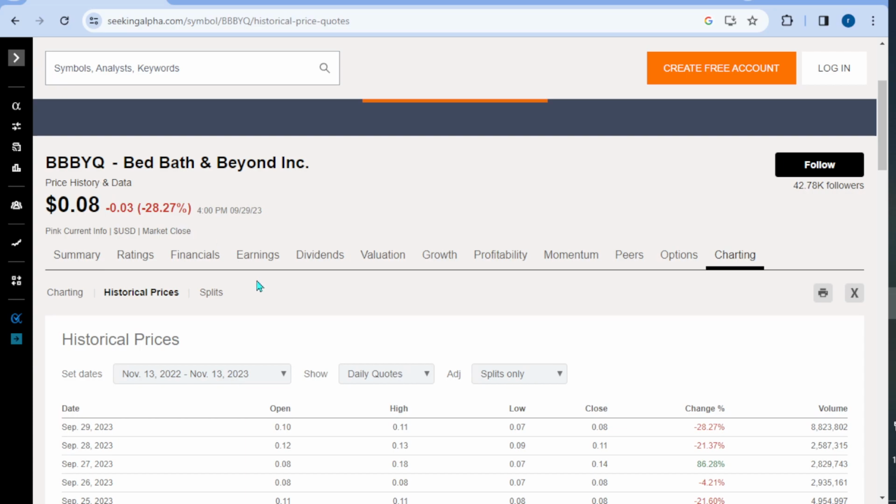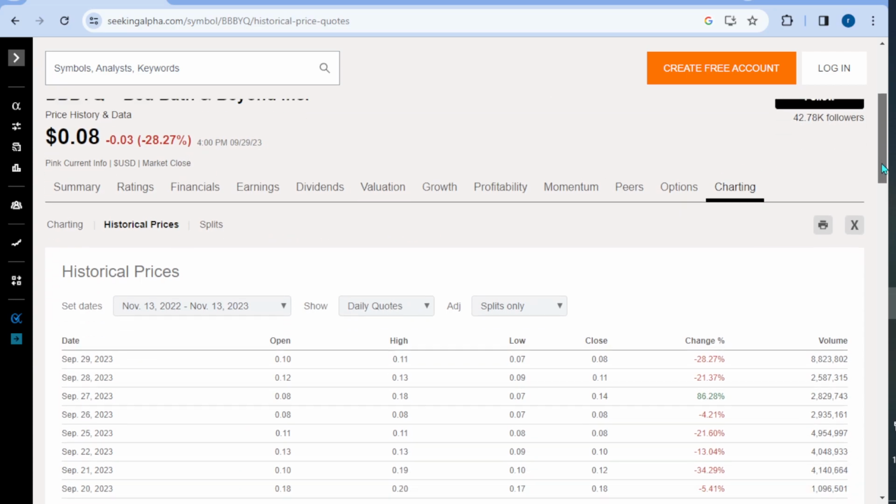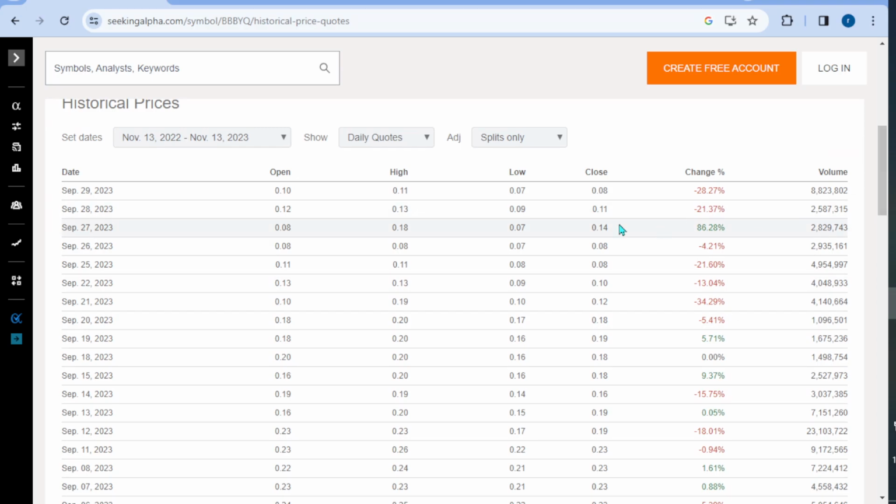Now right here, we see their stock price history, and we can clearly see that September 29th was the last day that this was trading. After that, this was delisted. So what we want to look for is some sort of information from the company saying that this was delisted and that this stock has no more value, because that is very important in determining how this loss is treated.